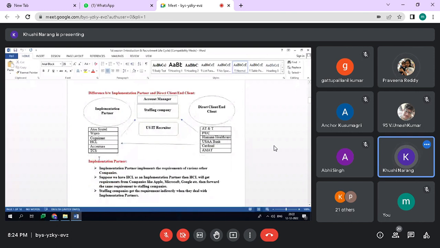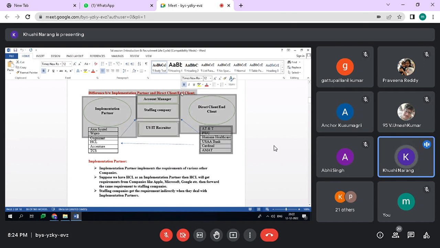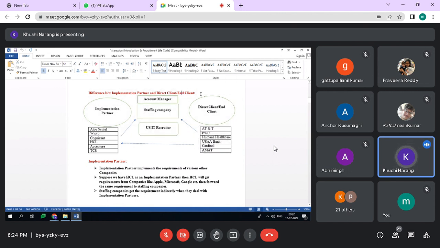So here we are starting our first topic, which is the difference between implementation partner and direct client, which we also call the end client. So what do you mean by client or end client? Here we have direct clients such as AT&T, PwC, Humana Healthcare, USSC Bank, Cardinal, or AM. There are many others as well.